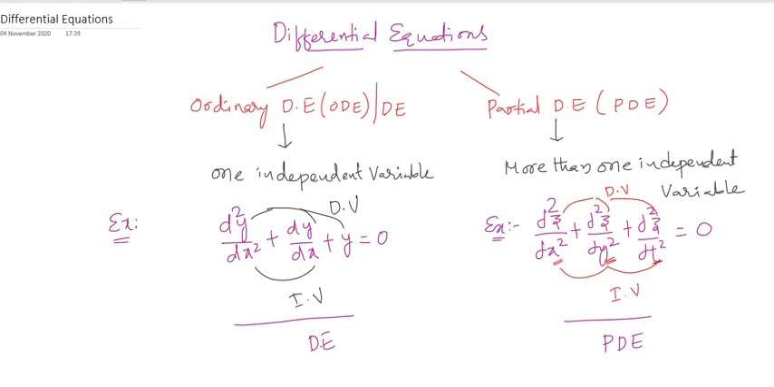The only difference between an ordinary differential equation and a partial differential equation is that in an ordinary differential equation we have only one independent variable. In a partial differential equation we have more than one independent variable. Clear with my point? That is the concept you have to keep in mind to solve a problem on differential equations.